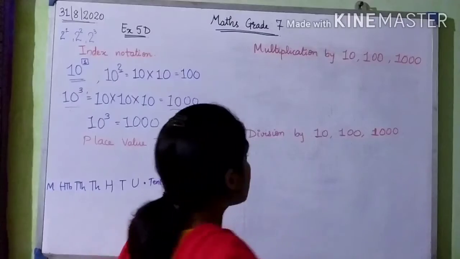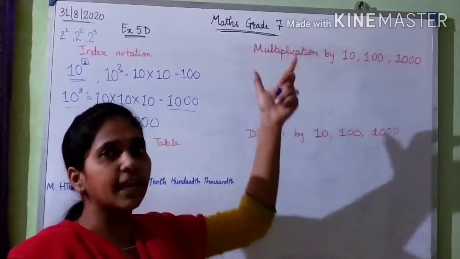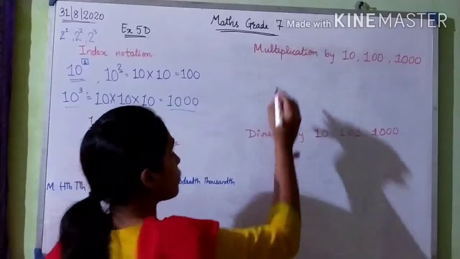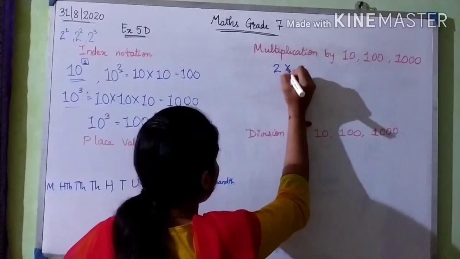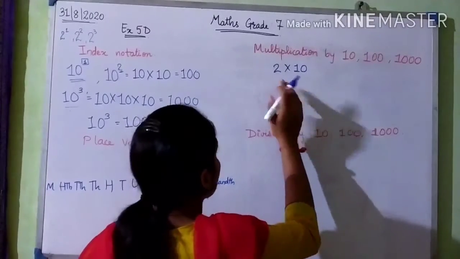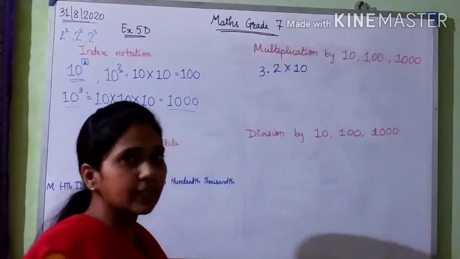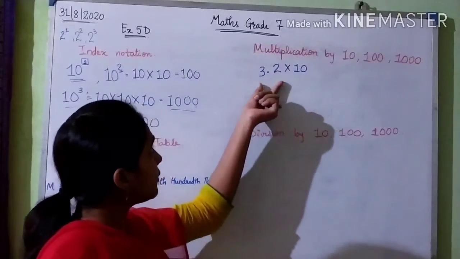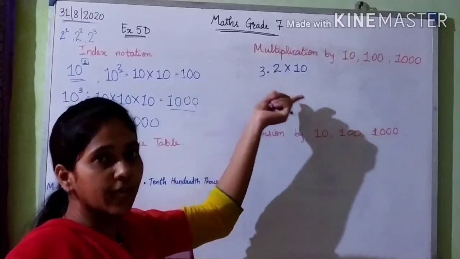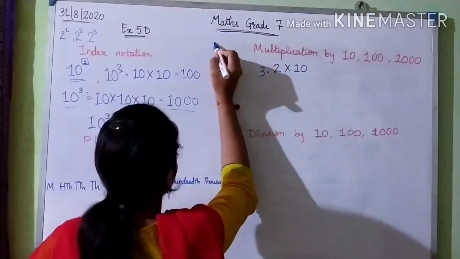Now the next thing is multiplication by 10, 100 and 1000. Whenever we are multiplying any number by, suppose, 10, suppose my number is 2, or I take 3.2. Let me take a decimal number. Whenever we have a decimal number, or even a small number, suppose we have 2 here, only 2.